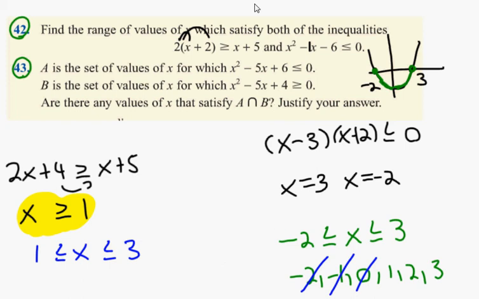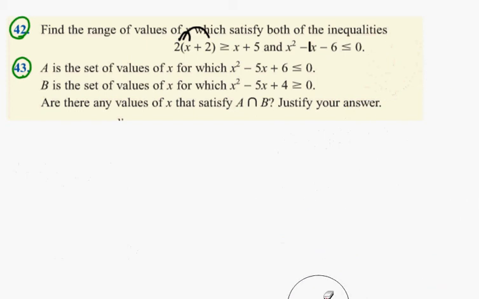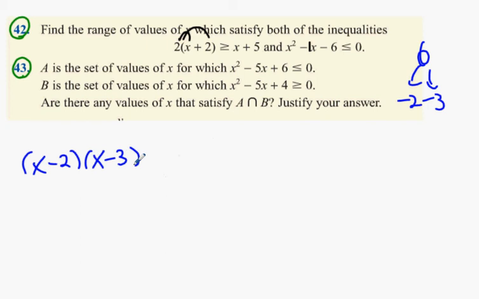Okay. What about 43? This time it's 2 inequalities, right? So 2 of them. So what happens here then, guys? X squared, reference number of 6, which is minus 2, minus 3. So x minus 2, x minus 3 smaller than 0.